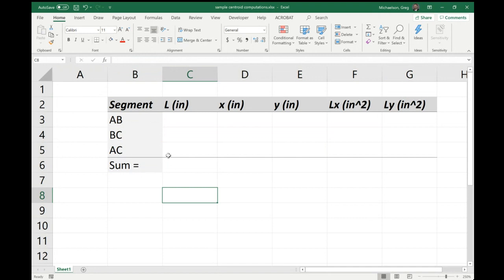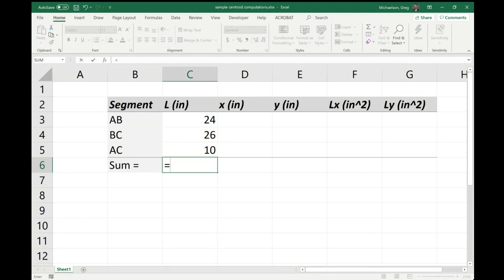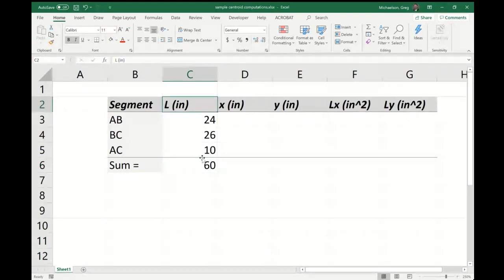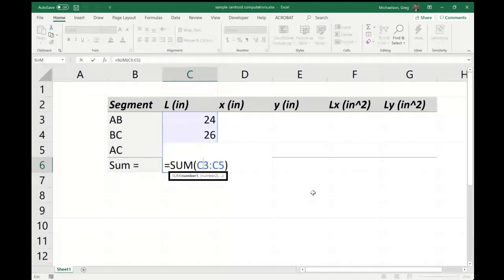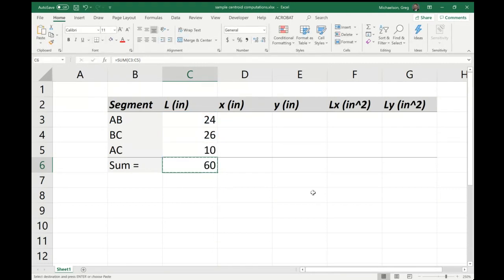Let's see if I can remember what was going on in this problem. AB was 24, BC was 26, AC was 10. Then I can say equals the sum of that, the sum of all of that region, and I'm going to use that same formula here and here. I just need to fill in those quantities.